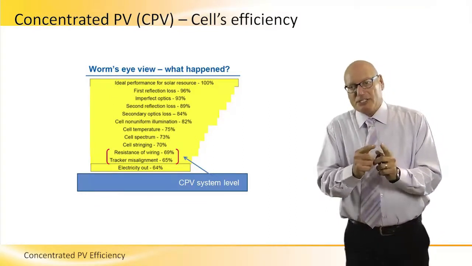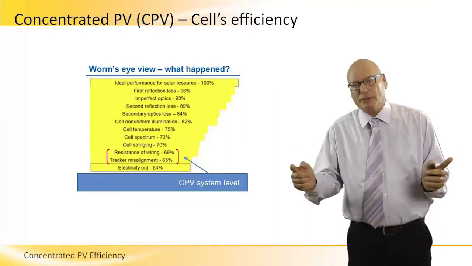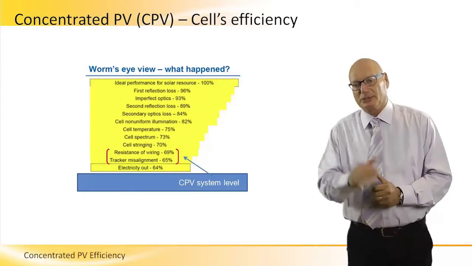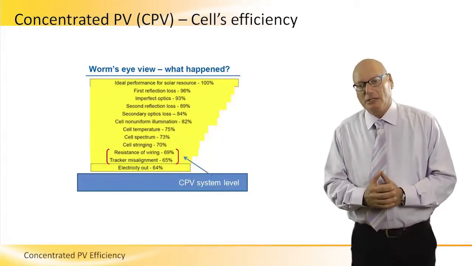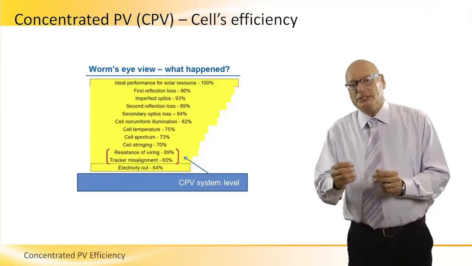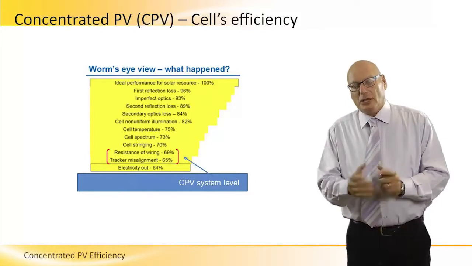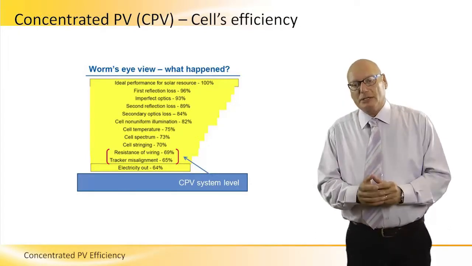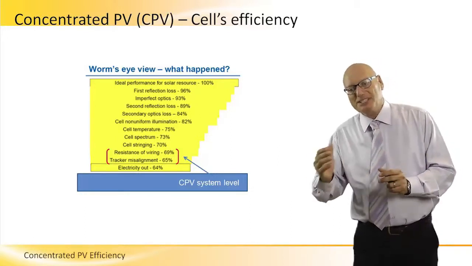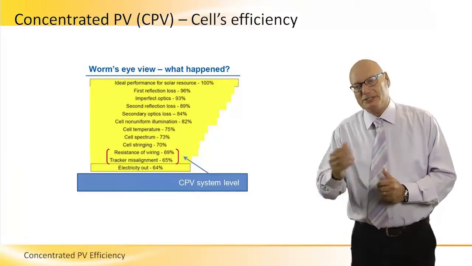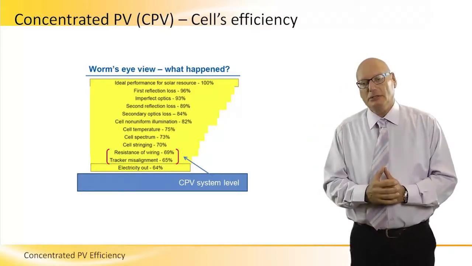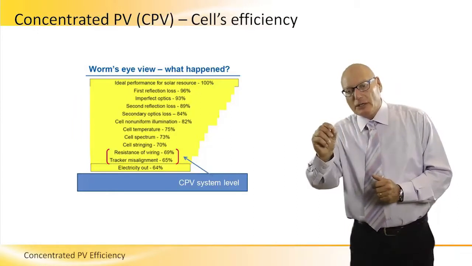And again, because the spectrum is not the complete full spectrum, it's only the visible plus minus, we're losing another 2%, so we're down to 73. And the cell stringing brings another 5%. The last two are more electrical and mechanical, more system-level efficiency reductions: the resistance of the wiring and tracker misalignment.